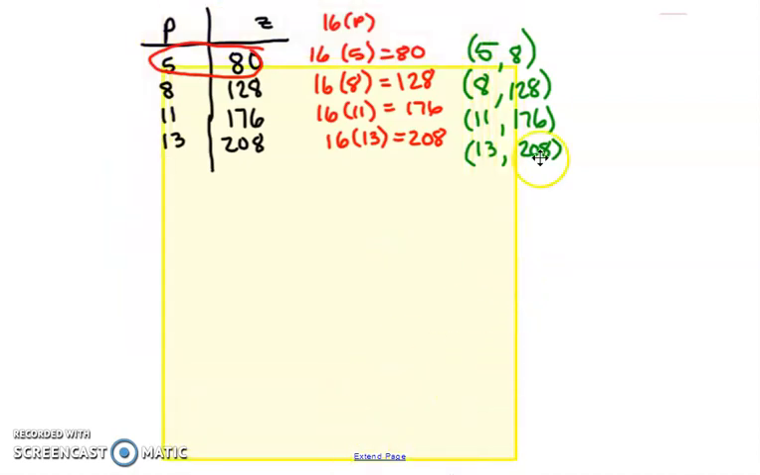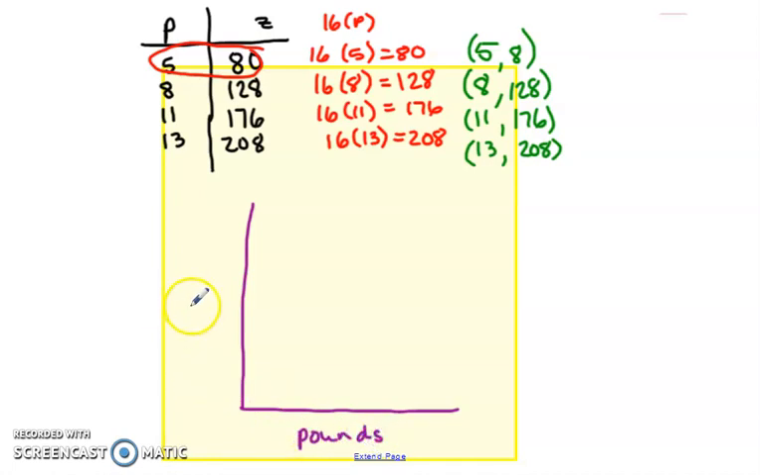Okay, so here we're going to go ahead and graph these ordered pairs. By the way, this right here was the answer for B. And now we're going to do the answer for C. So all we need to do is set up a nice little table here with an X and Y axis, both the positive values only. And what we're going to plug in here is the pounds, and then we're going to plug in the ounces.